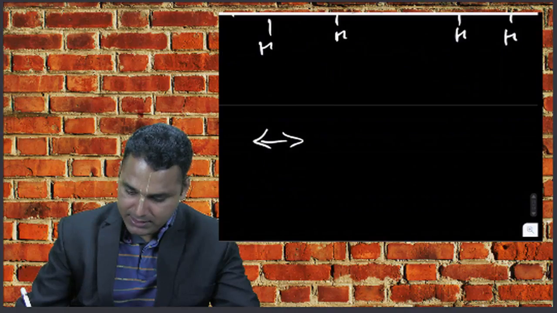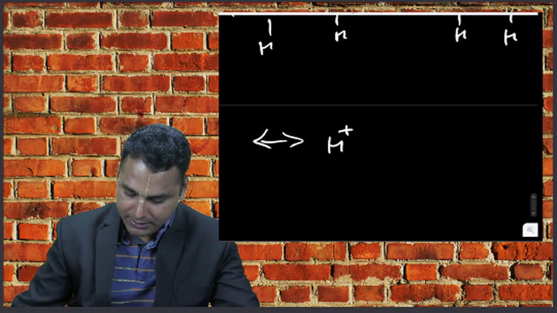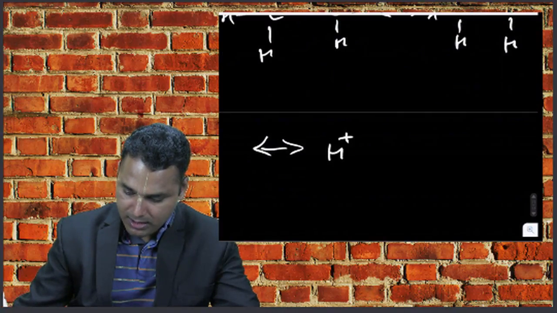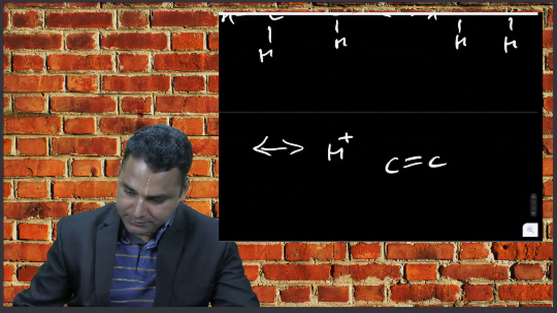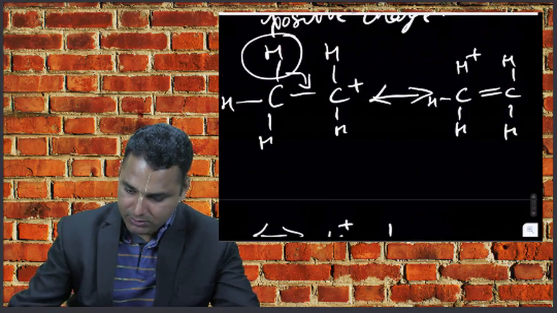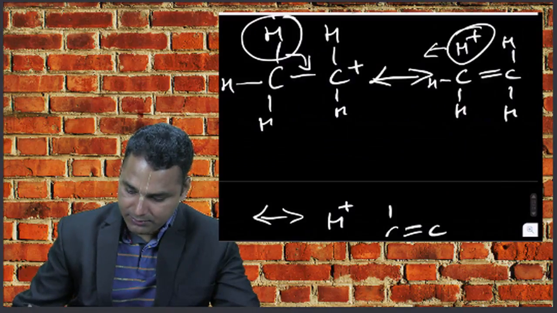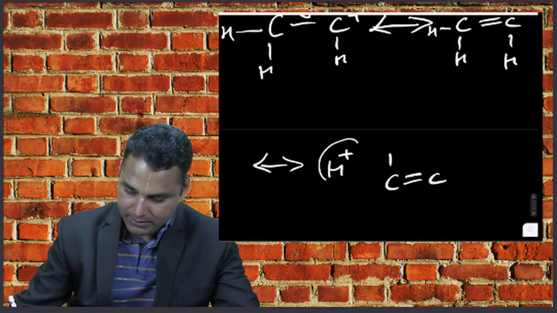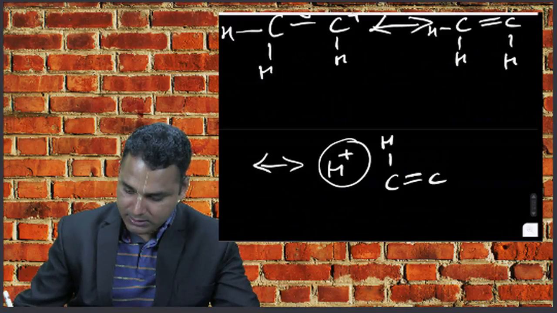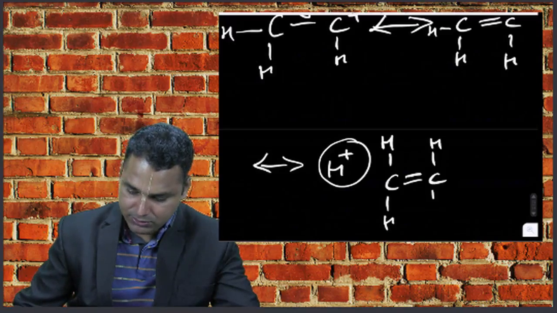So again, this H plus, we'll take it separately. Now the carbon-carbon double bond has come out and we have written it here. Okay, so now it is a simple C double bond C, and 2 hydrogen atoms are attached to the carbon.